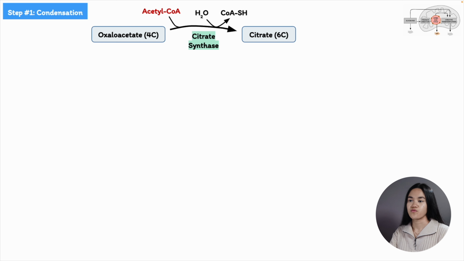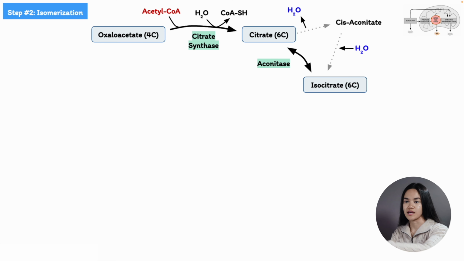Citrate is then transformed into isocitrate via the formation of cis-aconitate. This is done by aconitase, and this reaction is reversible. What we're doing here is citrate is first transformed into cis-aconitate via a dehydration reaction, and then turned into isocitrate by a hydration reaction. We're removing water, and then we're adding water. The hydroxyl group is moved from carbon 2 to carbon 3.